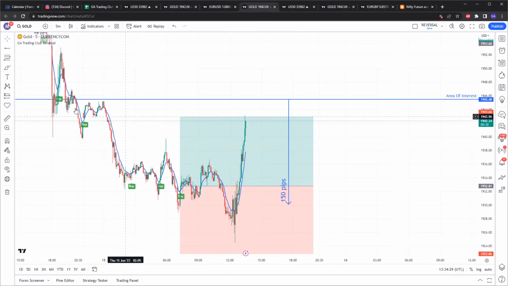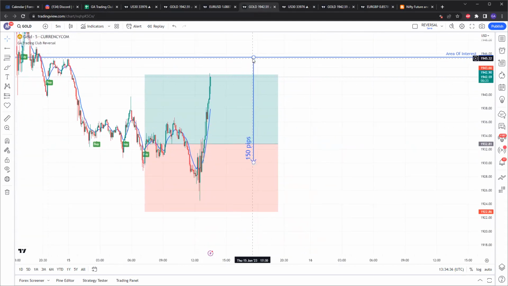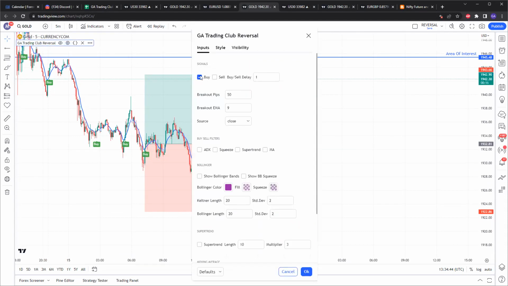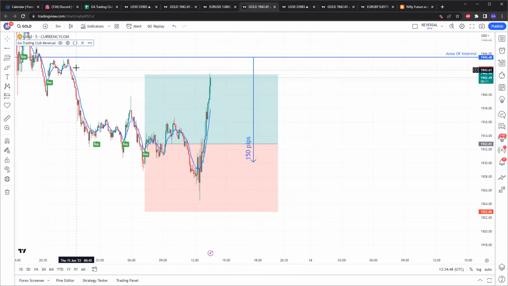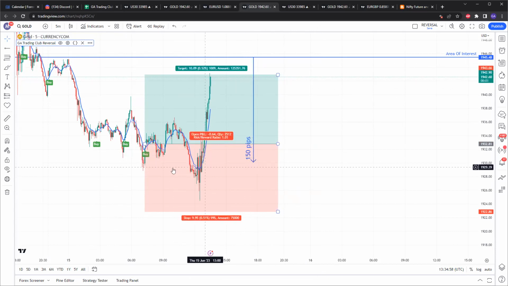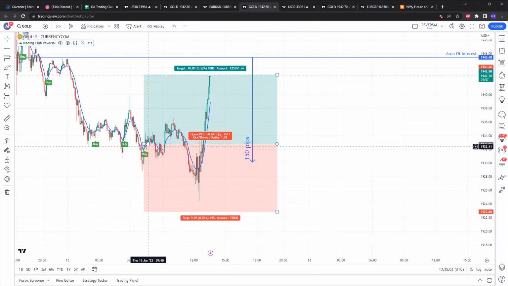I came to the reversal indicator, identified my area of interest or point of interest, which was around 1945, drew my arrow to signify 150 pips, and then I turned on the reversal indicator, turned off the sells, and turned on the buys only. Then I was looking for any buy that would show up. I wasn't interested in any buys that showed up within this threshold. Gold first had to touch about 1930, 1929 before I would take any buys.